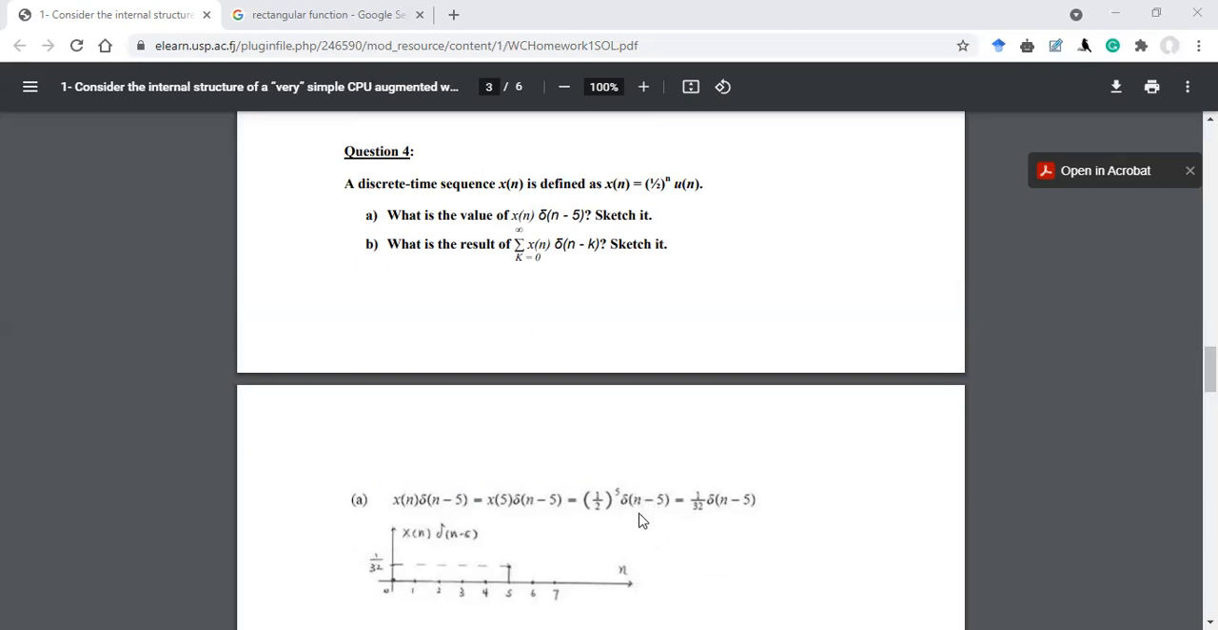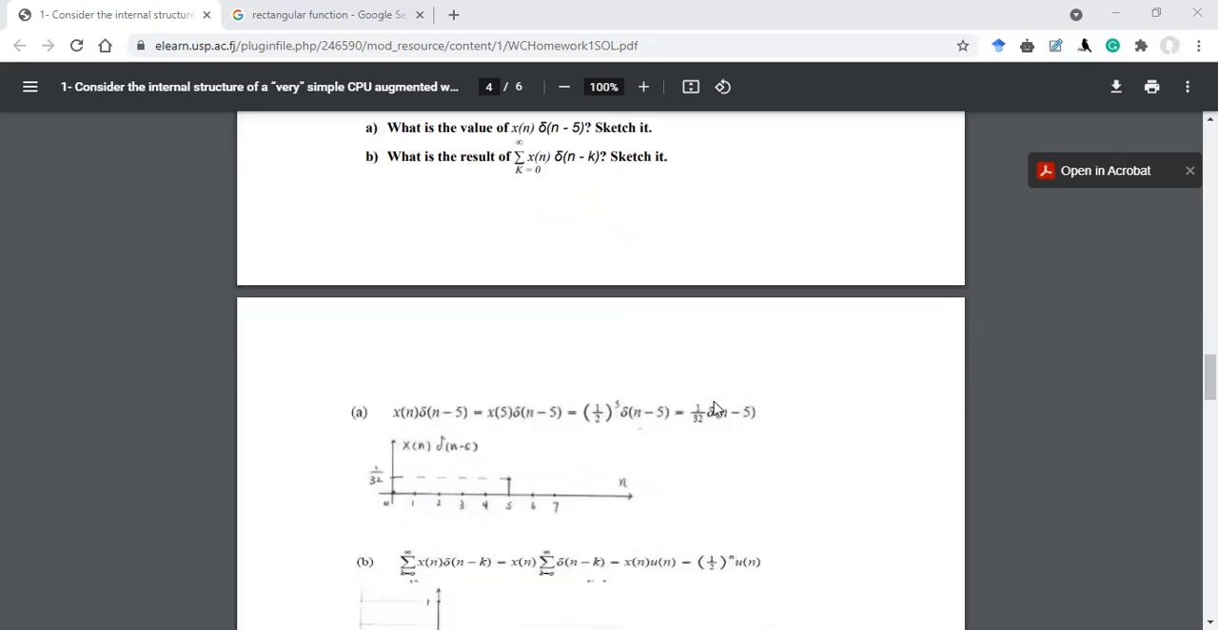This delta n minus 5 indicates that we are only going to have a value at n is equal to 5. So if we evaluate half to the power of 5, we're left with 1 upon 32 multiplied by delta n minus 5. If we were to graph it out, we are going to get something like this. It is going to have an amplitude of 1 upon 32 at n is equal to 5.